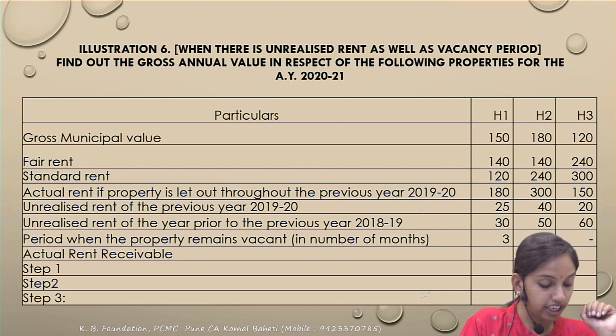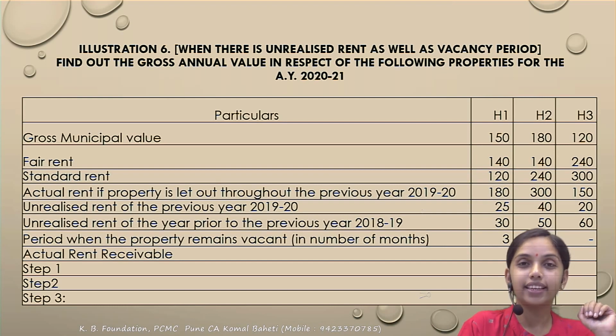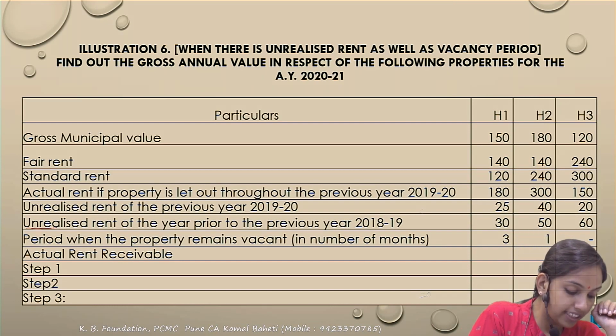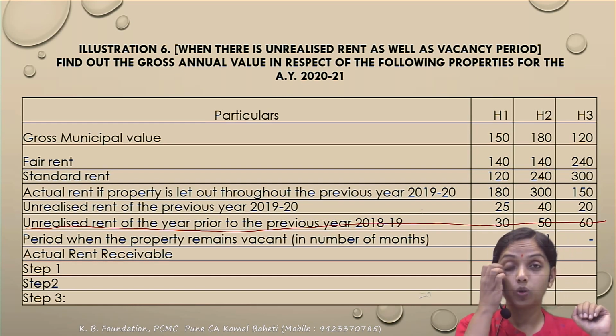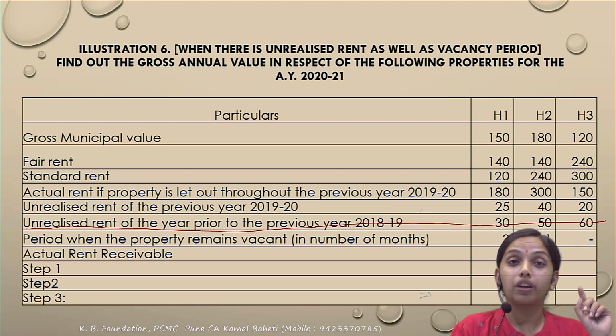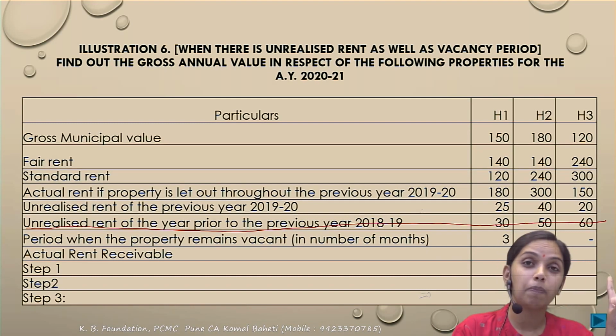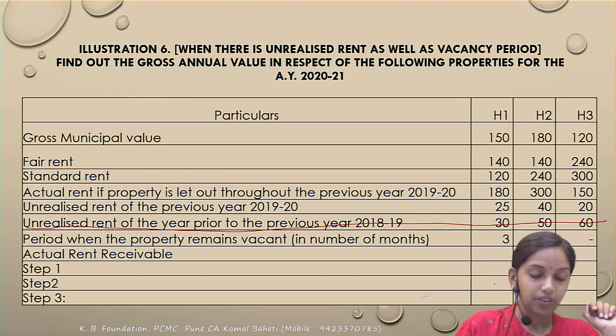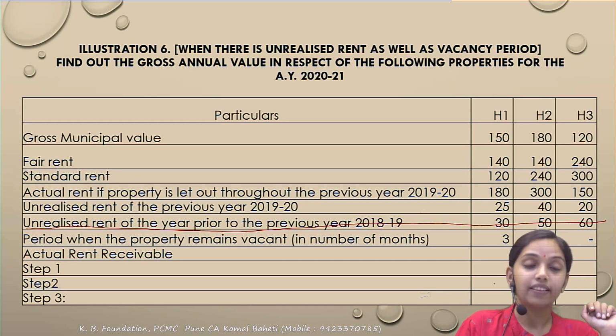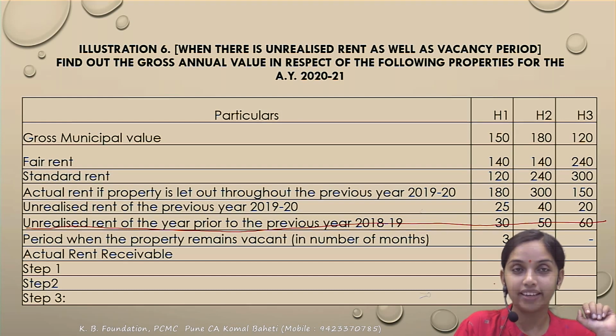Next, unrealized rent of the year prior to the previous year, in 1890. But would that be relevant? No. Only the unrealized rent of the current year would be allowed as deduction from the actual rent receivable, provided you had satisfied the 3 conditions. So assume the 3 conditions have been satisfied. So unrealized rent of the current year would be deductible, not the unrealized rent of the past years. Next, period when the property remained vacant: 3 months and 1 month. And in the third house, it has not been vacant at all.